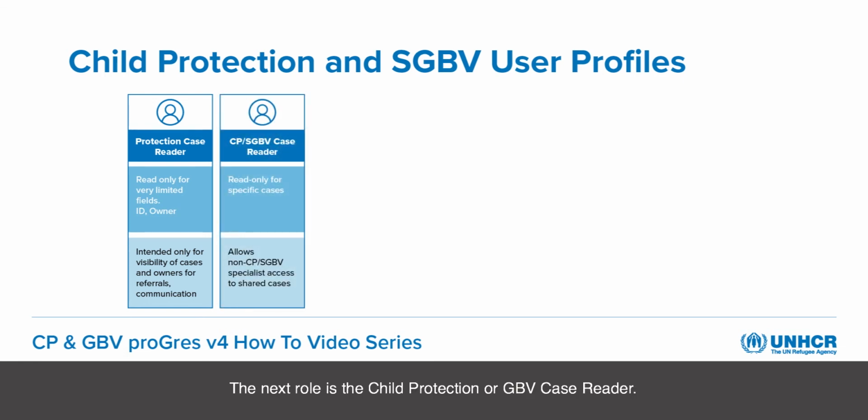The next role is the child protection or GBV case reader. Now, this is someone who is not normally a child protection or GBV worker, but who will periodically have to do specific work on a case. One good example of this would be someone who's working on resettlement. The resettlement caseworker is not going to be creating their own GBV cases. They will specifically have access to a case when someone is moving forward towards resettlement. And so what would happen is you could grant someone like this the profile of child protection or GBV case reader.